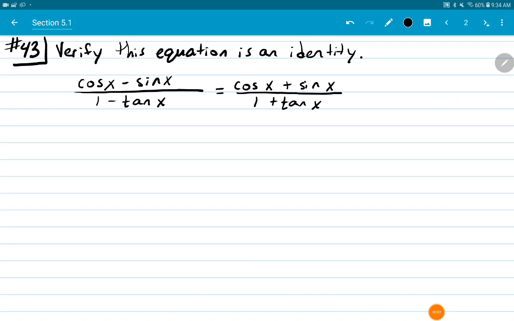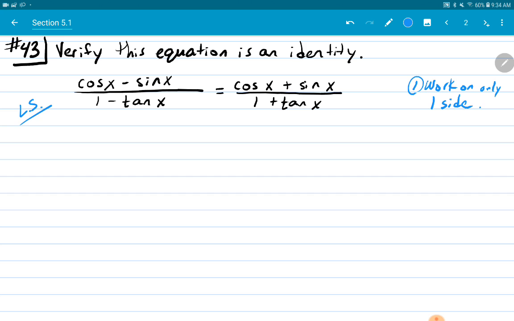Right, section 5.1, problem number 43, we need to verify this equation is an identity. Looking at the left and right, they're both equally complex, so it doesn't really matter where we start. I'll just choose the left side. But what's important here is to work on only one side at a time. I'm just going to choose the left side.